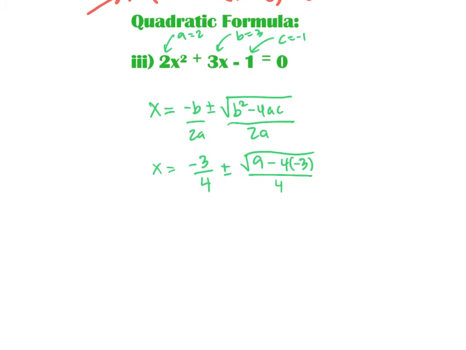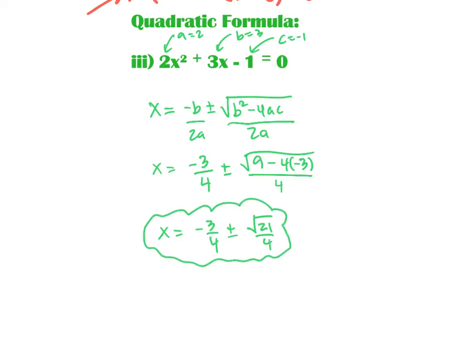So let's figure out what we got here and put it in a nice form. That's negative 3/4 plus or minus 9 minus a negative 12 is 21. So the square root of 21, which I can't reduce, all over 4. And that right there would be our two solutions. Notice that we have 2 here with the plus or minus.